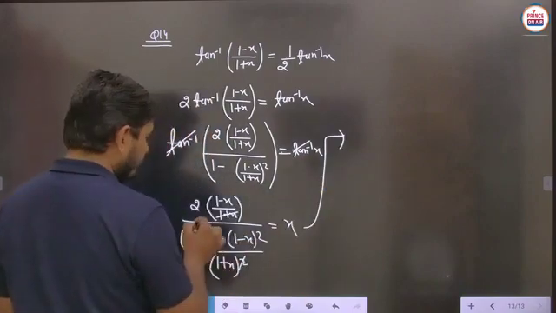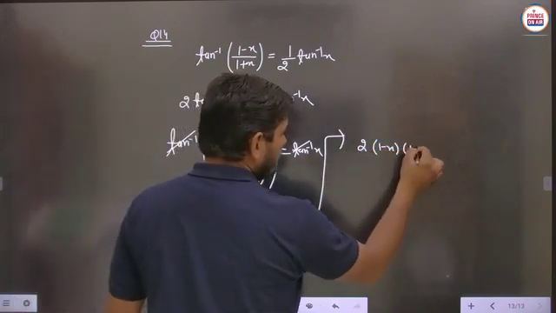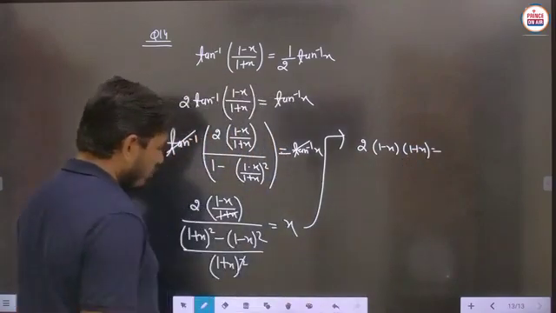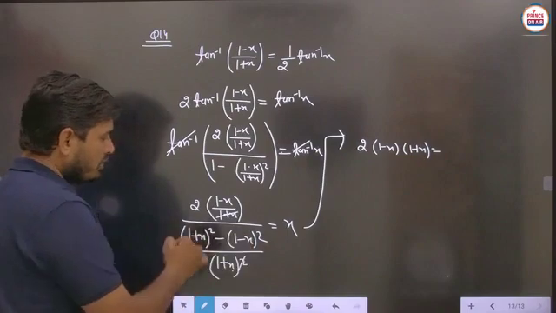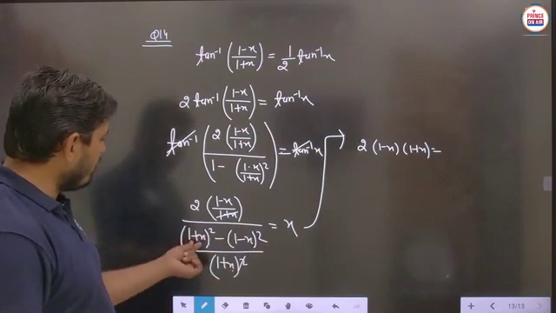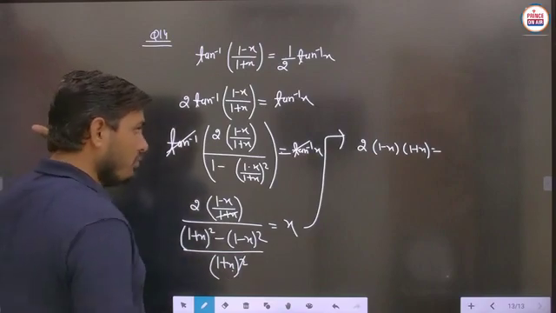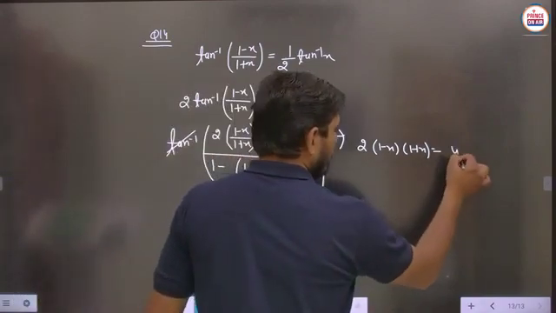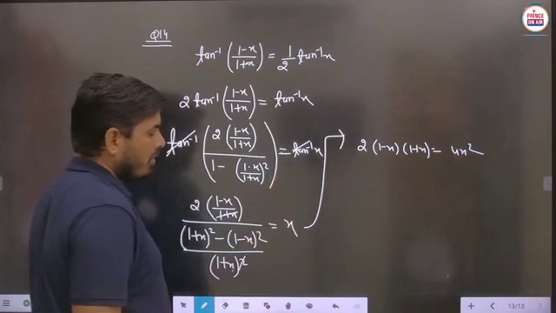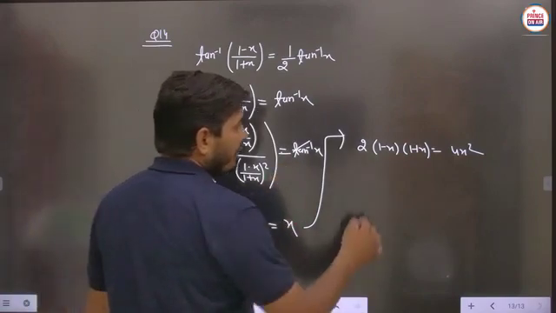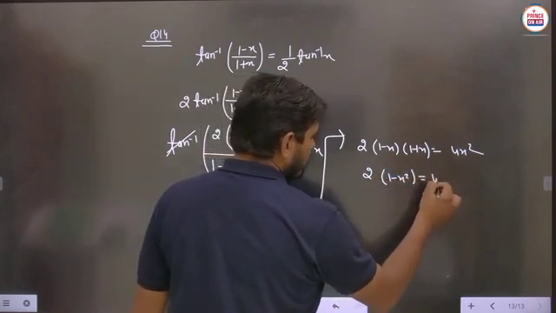So this is 2 into (1 minus x) into (1 plus x) we will get, because this part is shifted to the numerator part. If we simplify this part, then here 2x and here minus 2x, but minus into minus will be plus, so 4x. So it will become 4x square, because x was already there. After the cross multiplication it will be 4x square. Now 2 into (1 minus x square) equals 4x square.